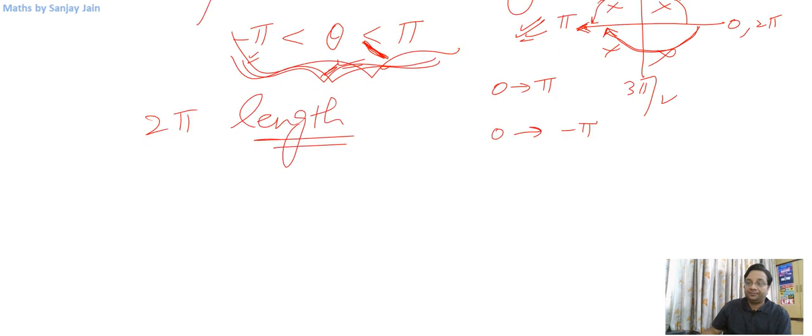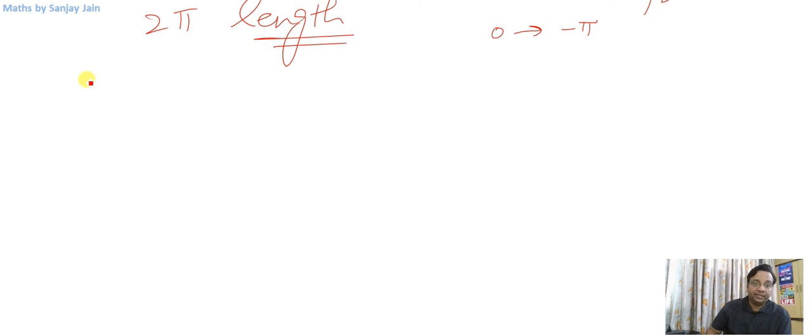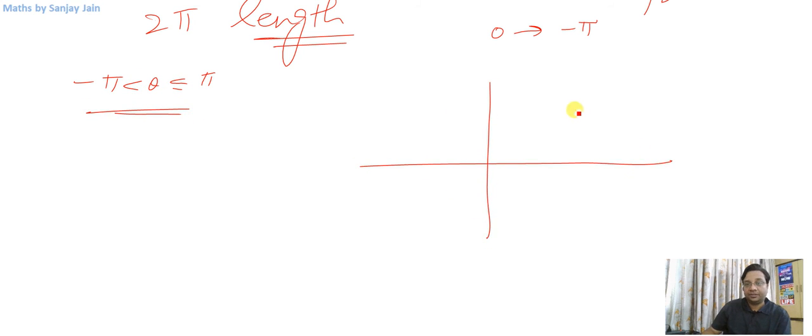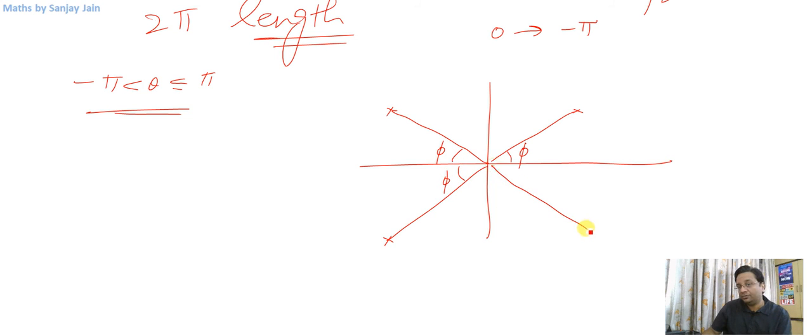And how do I bring it in minus pi to pi? If this is in the first quadrant, I said we will look for this reference angle phi. If this is in the second quadrant, this will be my reference angle. Third quadrant, this will be the acute angle that I will be looking for. Fourth quadrant, this will be the acute angle. Now see, how can I find this acute angle?